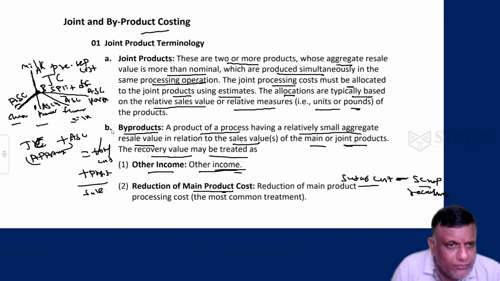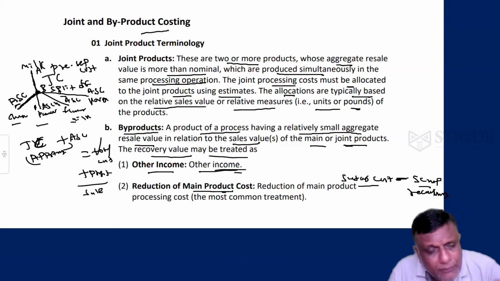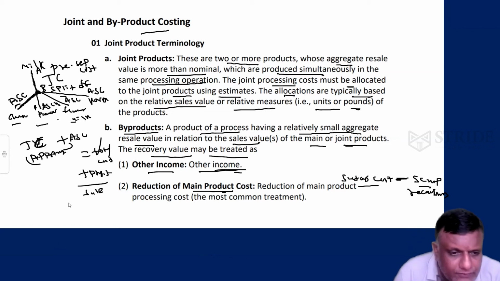Profit is sale minus cost. So any recovery for the byproduct is happening before split off point, and the total joint cost minus recovery of this byproduct to be subtracted, then the balance cost to be apportioned between the cheese, paneer, flavored milk, and so on. That's it.